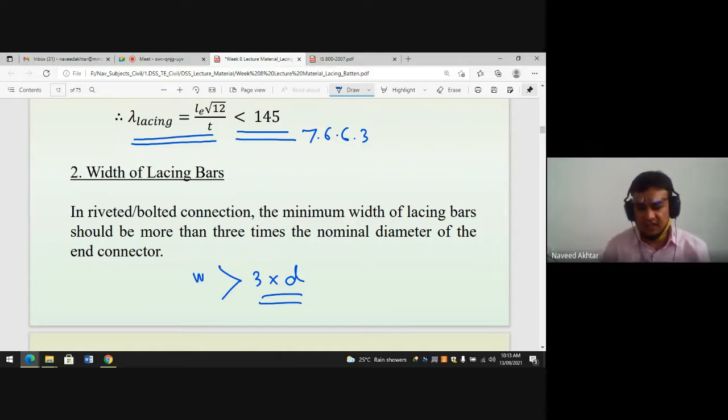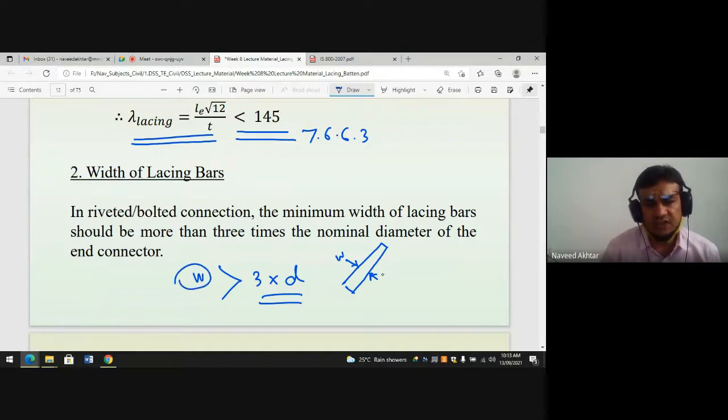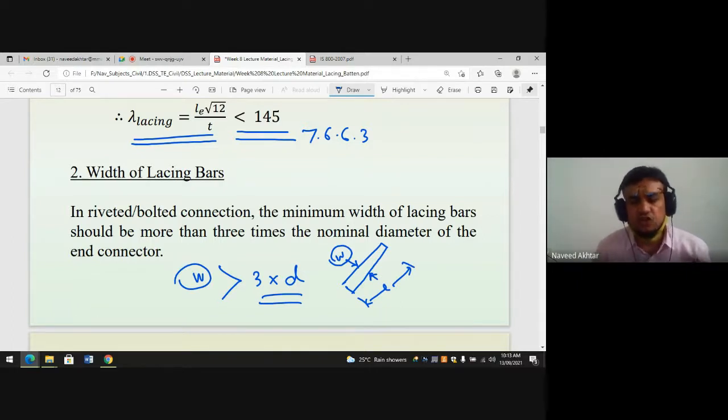So what is the width of lacing bar? This is the lacing bar, the inclined lacing bar, and this is nothing but the width of the lacing bar. I am denoting it just for explanation purposes. This is the width of lacing bar, and this is the length of lacing. So the width of lacing bar should not be less than 3 times the nominal diameter of the bolt or rivet, whatever you are using.